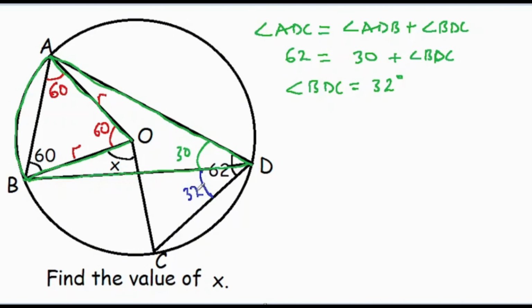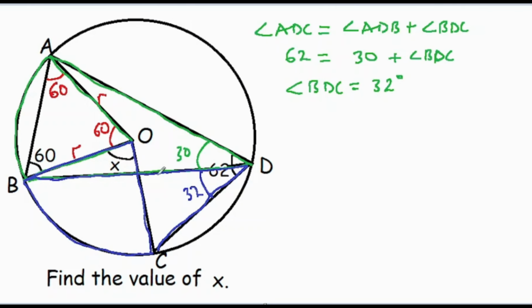Which arc is subtending 32 degrees at the circumference at point D? The arc subtending that angle should be arc BC. Yes, arc BC is subtending 32 degrees at the circumference at point D. So what's the angle at the center that arc BC is subtending? Let's trace it out. We can see arc BC subtending angle 32 at the circumference of the circle at point D. Now the same arc BC, I'm using a blue ink, is subtending angle x at the center of the circle.